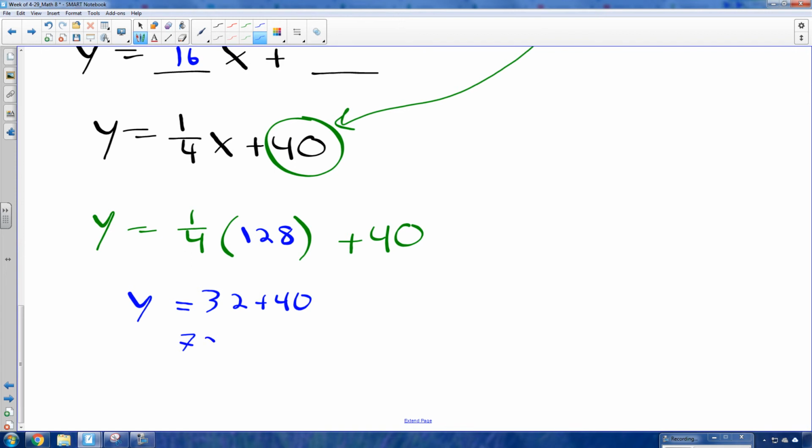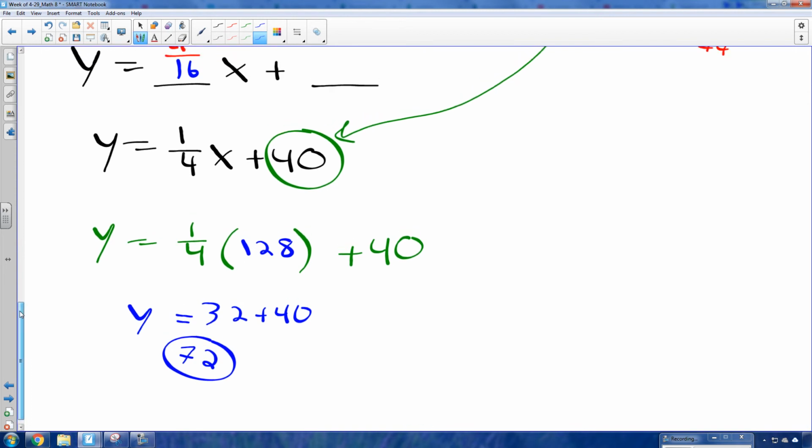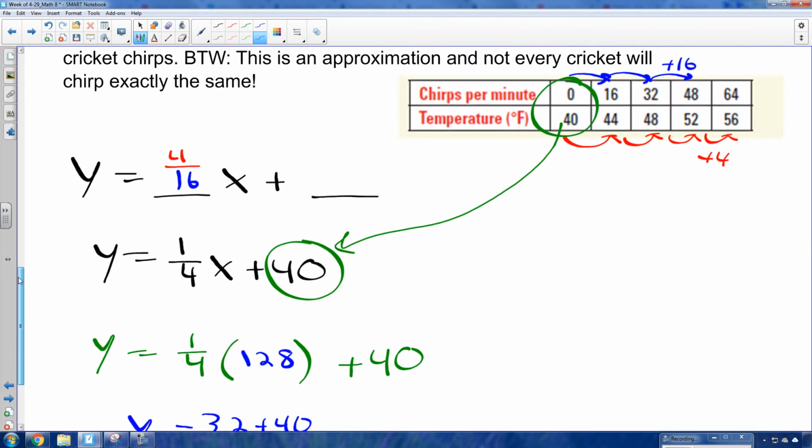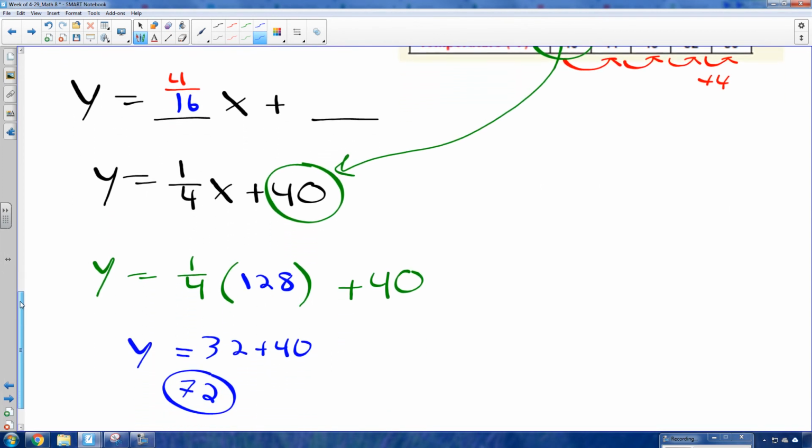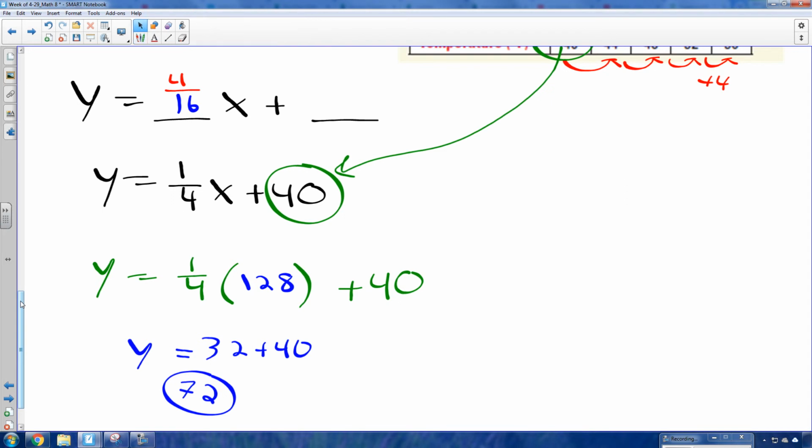Make sure I didn't make any mistakes. So it's 72 degrees out if there are 128 chirps per minute. So they're chirping twice every second, right? So you count 5 Mississippis and you have 10 chirps. It's about 72 degrees outside.